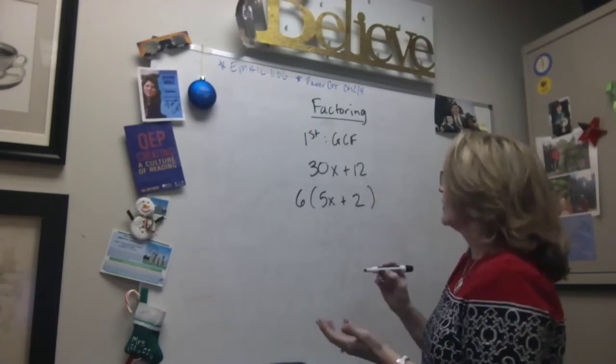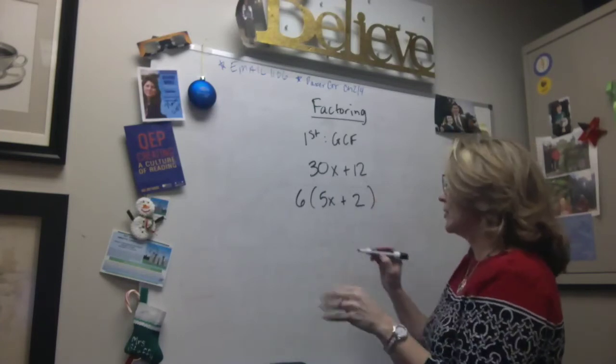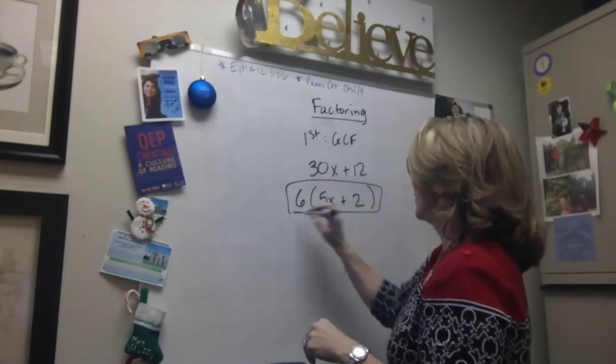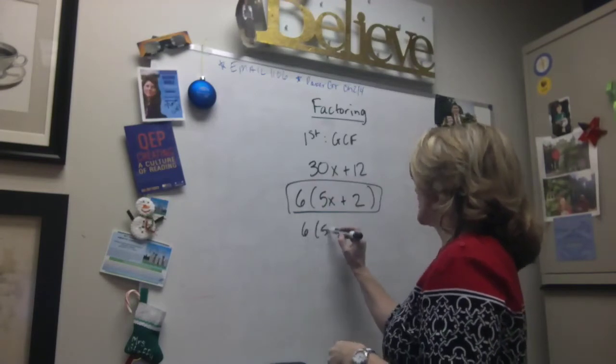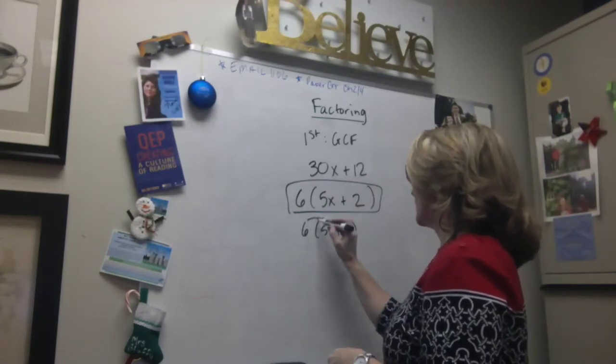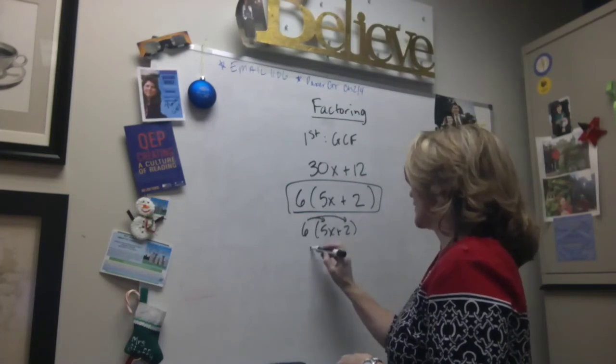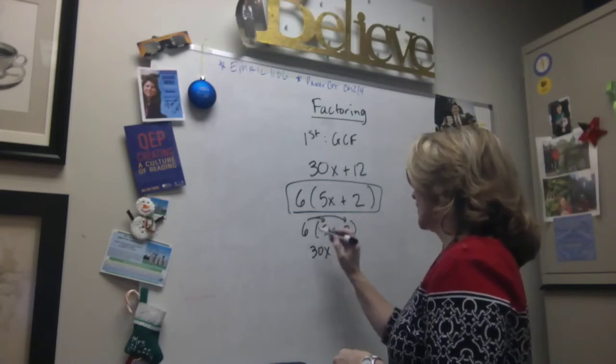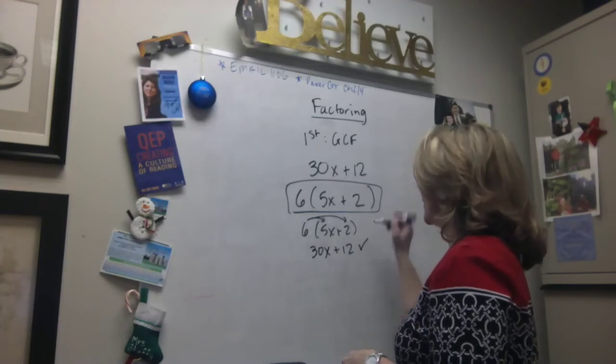So when you have just a GCF, you want to pull that out. You can always double check. This is the factored form, but I can double check this by distributing. So I go 6 times 5x is 30x, 6 times 2 is 12, and sure enough, that's exactly where I came from.